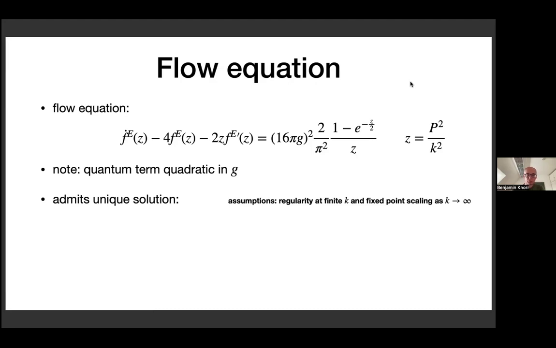No, I completely see your point, but I'm in a setup where I do not expect, at least at finite k, any non-localities. I'm not putting in non-localities, so I do not expect that at finite k I get out non-localities because everything is kept by the regulator.